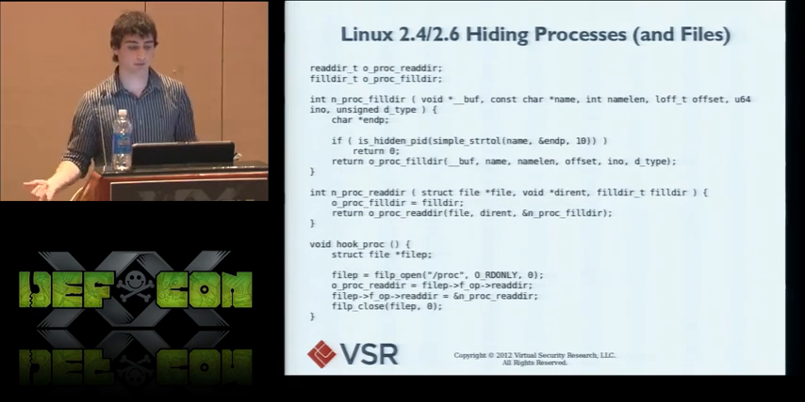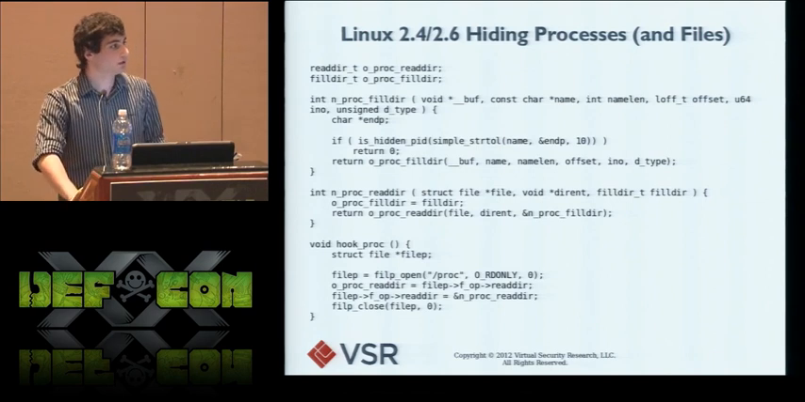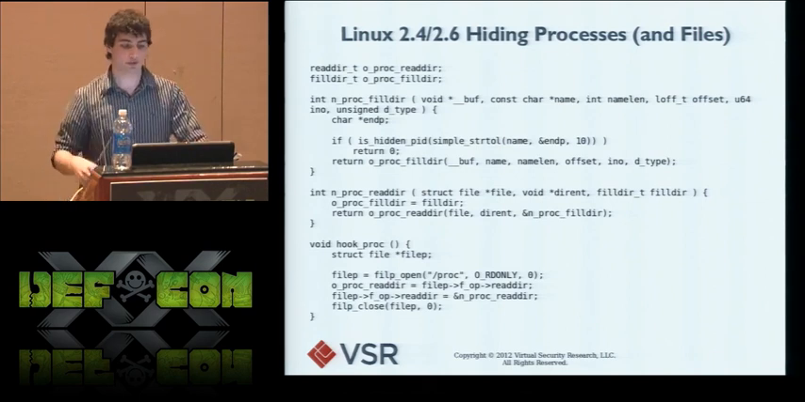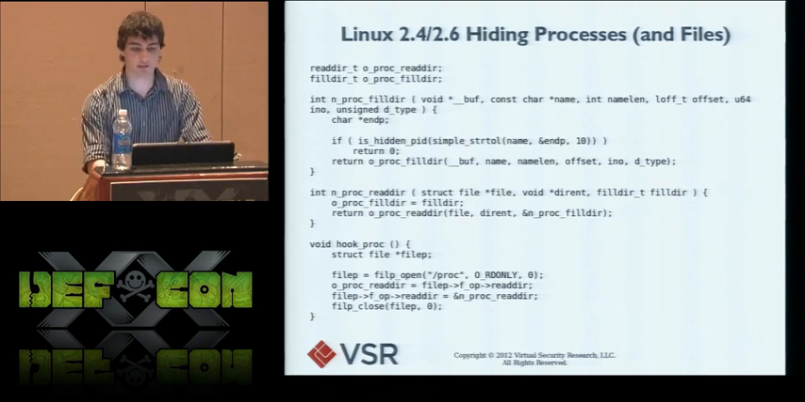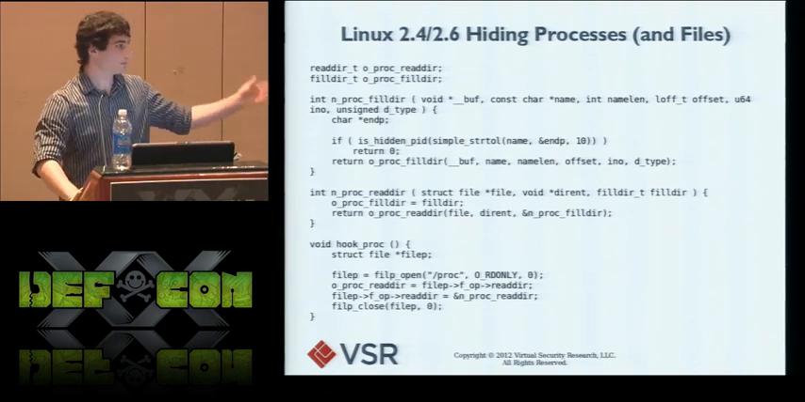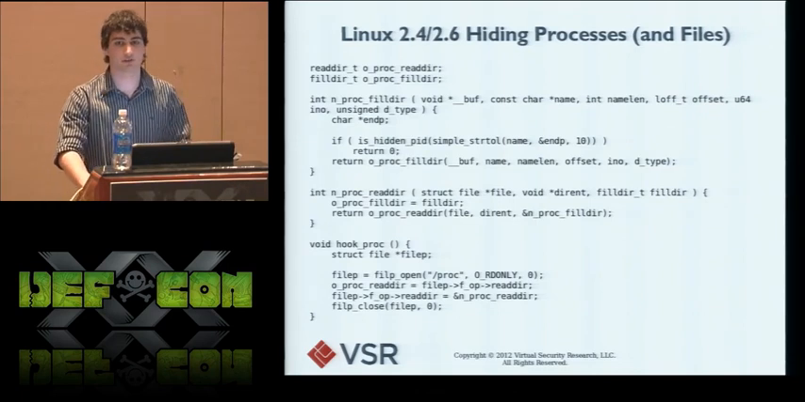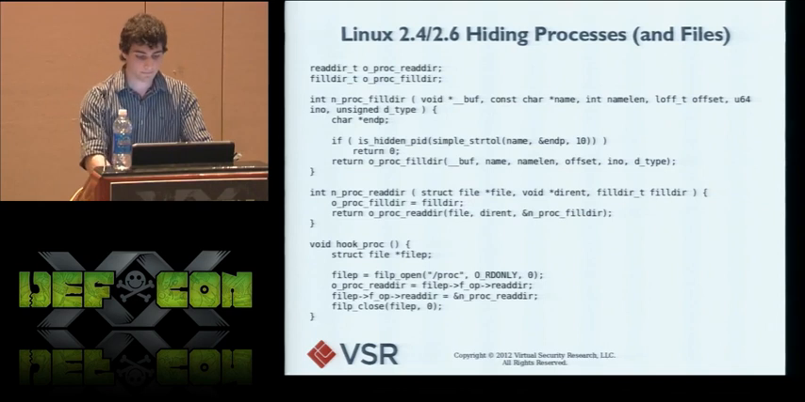So a quick structure of how LKMs would look on Linux 2.4 is simple. You have an init_module function and a cleanup_module function. We put our hooking code in init_module, and we put our unhooking code in cleanup_module. It's pretty much the same concept on 2.6, except the only difference is that you can define arbitrary names for the init and exit functions.